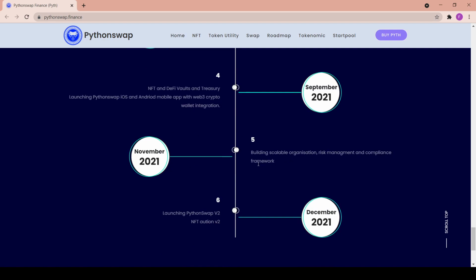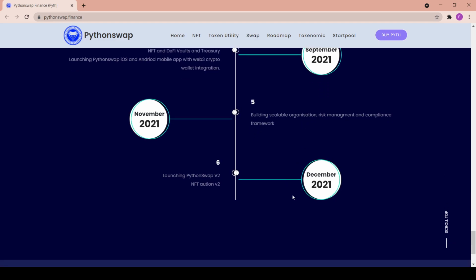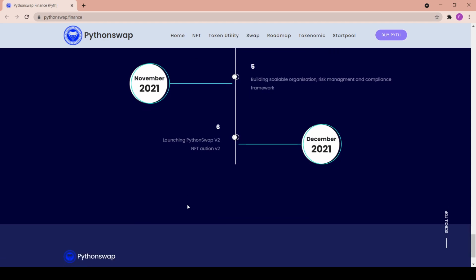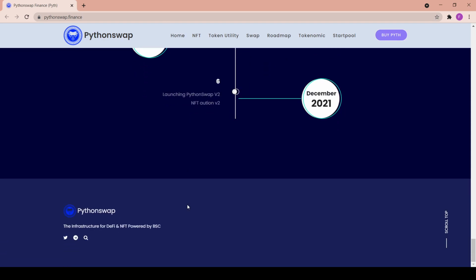November 2021 is where we're going to have a building scalable organization, risk management and compliance framework. And finally, by the end of the year, we will be launching Pythonswap version 2 and also a second version of the NFT auction.